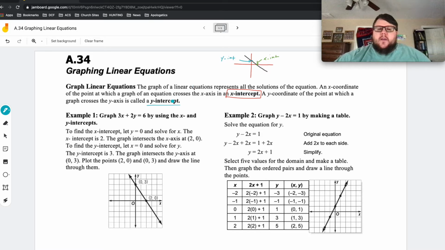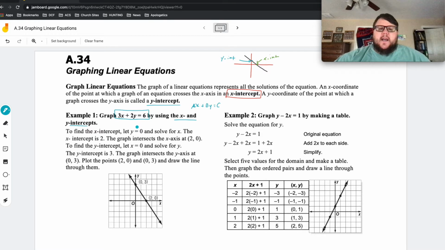So yesterday, our last assignment was writing linear equations in standard form, and that was ax plus by equals c. So we're going to graph these equations, these lines, using two different methods. The first one is we're going to find the x and y intercept using the standard form equation.